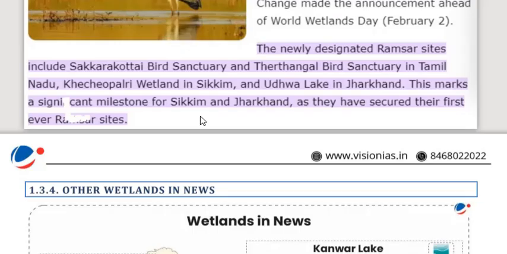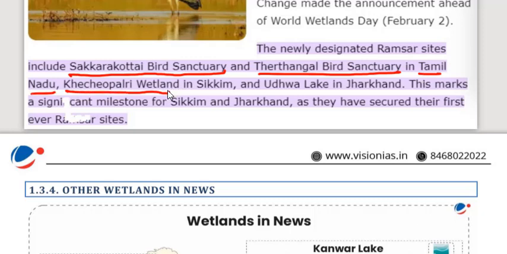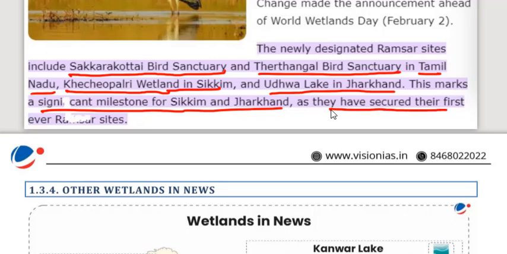These 4 sites are Sakkarakottai Bird Sanctuary and Tirthangal Bird Sanctuary in Tamil Nadu, Khecheopalri Wetland in Sikkim, and Udhwa Lake in Jharkhand. This marks a significant milestone for Sikkim and Jharkhand as they have secured their first ever Ramsar sites. So this point is important. Sikkim and Jharkhand, they got their first Ramsar site. Khecheopalri wetland in Sikkim and Udhwa in Jharkhand.